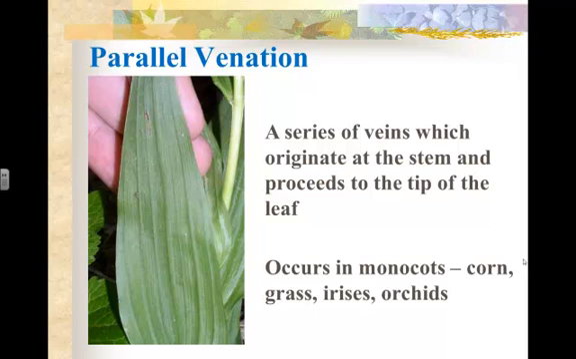So parallel venation, the veins run side by side, sort of like the railroad tracks. And that's parallel lines do the same. Now they will merge at the top of the tip. So it's a series of veins which originate at the stem and proceed to the tip of the leaf. It occurs in your monocots, so it's going to be in the corn that you are growing. It's in grasses, irises, orchids.